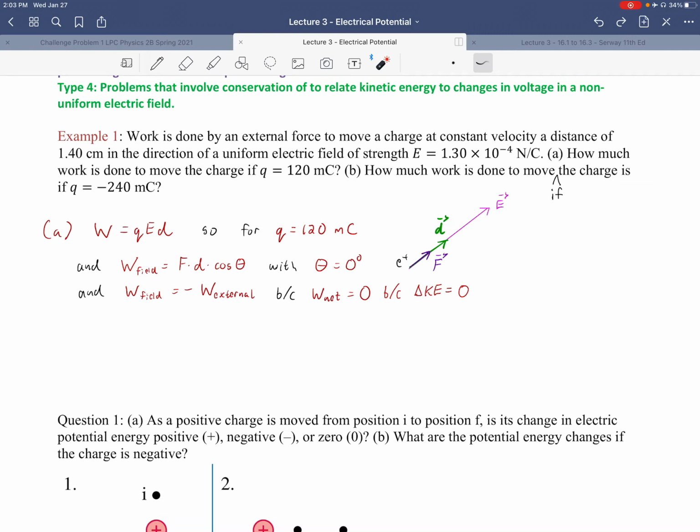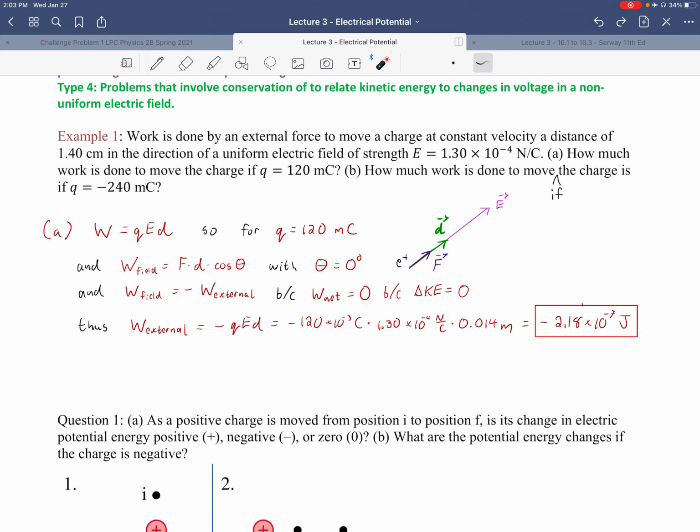Okay, all right. So thus the work of the external force, you can think of it as a pushing force, but it could be anything, is then equal to negative QED. Okay, in this case, again, Q is positive, so we're going to see how that works with our signs. That's going to give us our charge multiplied by our field strength multiplied by our displacement. Convert everything to the correct units, and there we have a value of negative 2.18 times 10 to the negative 7 joules.